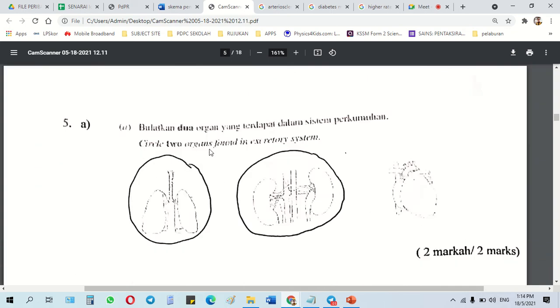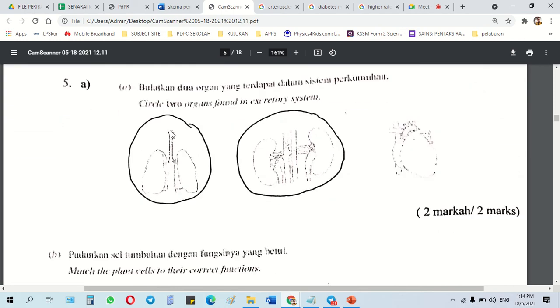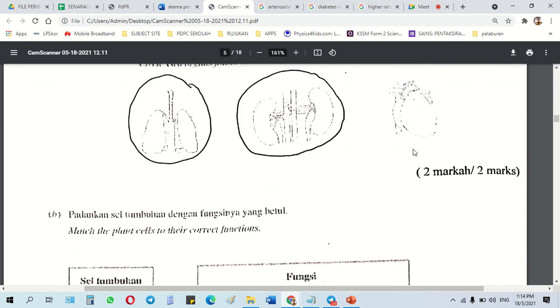Okay, circle two organs found in the excretory system, dalam sistem perkumuhan kita lah. Of course, number 1 is lung and number 2 is kidney. Yang ni heart tak ada kaitan ya. Ini bukan tentang excretory system. Ini tentang blood.